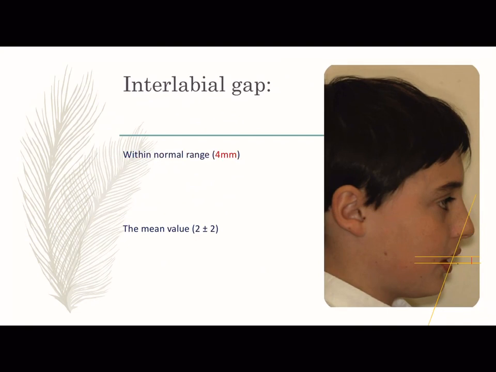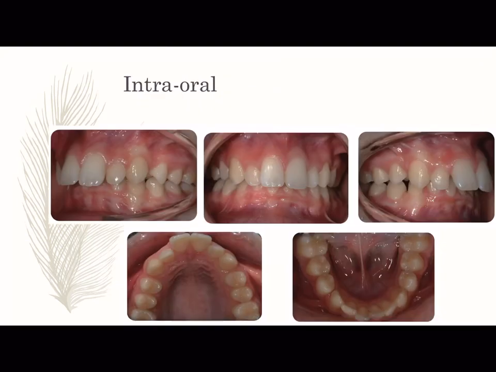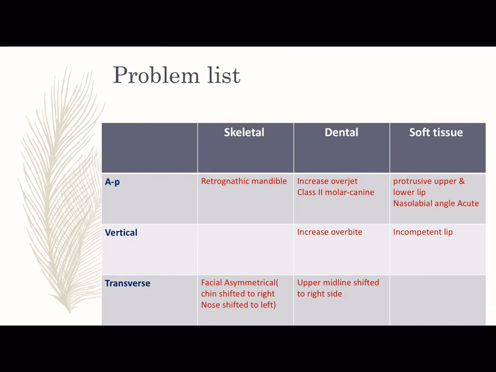Interlabial gap is the distance between the upper and lower lip. This patient has a 4 mm distance, which is normal. In intraoral examination, the patient shows deep bite, increased overjet, and Angle class 2 malocclusion. Problem list. In skeletal: we see a retrognathic mandible and facial asymmetry. In dental: increased overjet, class 2 molar and canine, increased overbite, upper midline shifted to the right.